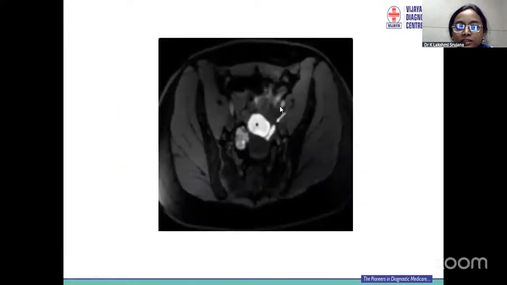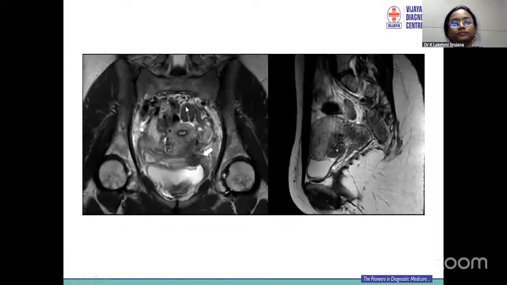This is another case of bilateral ovarian endometriomas with associated hematosalpinx. Coming to the involvement of bladder, here we see a large T2 hypointense mass involving the posterior wall of the urinary bladder along with the anterior myometrium.